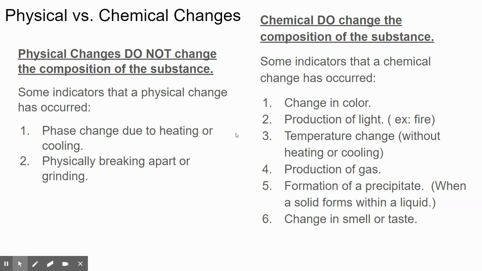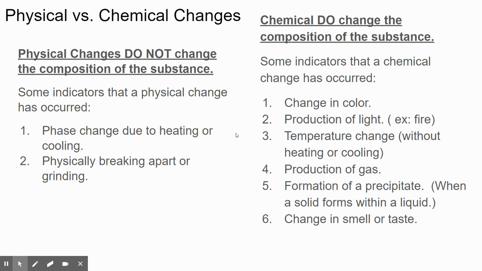So I just like to remember all the indicators of a chemical change, and then if it's not a chemical change, it's a physical one, right? So here are the indicators of a chemical change. Change in color. Anytime you have a change in color, guarantee chemical change. Change in color, chemical change.